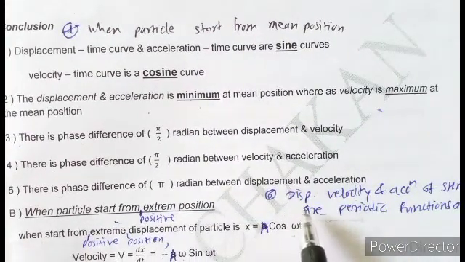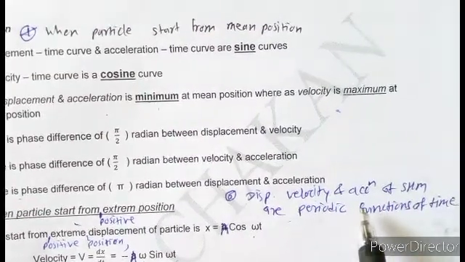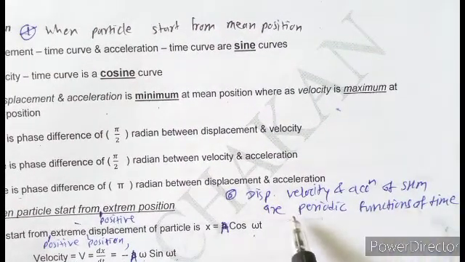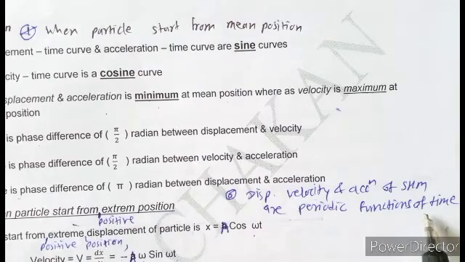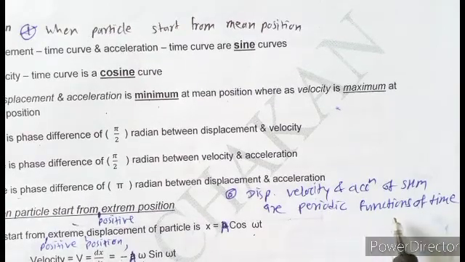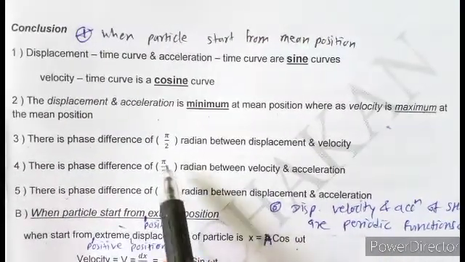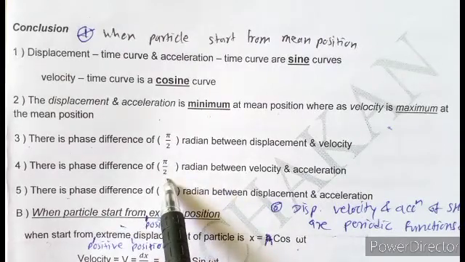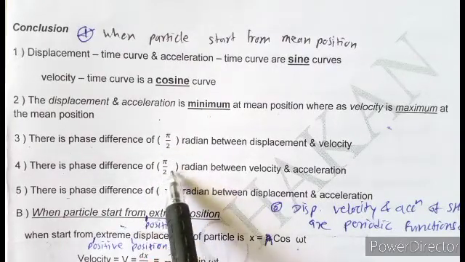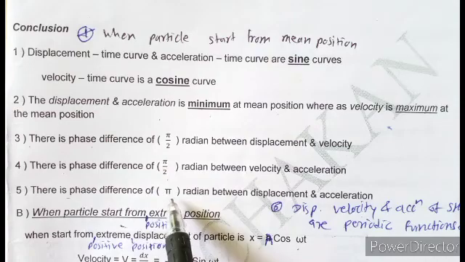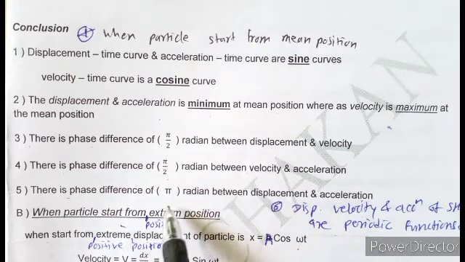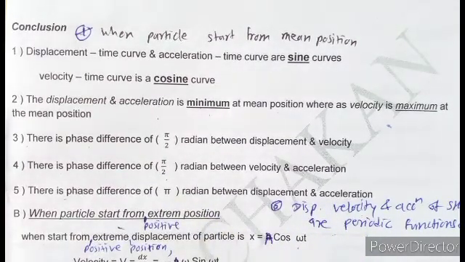Sixth, displacement, velocity and acceleration of SHM are periodic functions of time. Periodic functions of time means they repeat their path after equal intervals of time. Remember, there is a pi by 2 phase difference between displacement and velocity, and between displacement and acceleration, there is a pi phase difference.